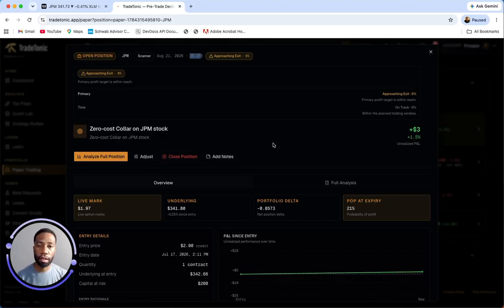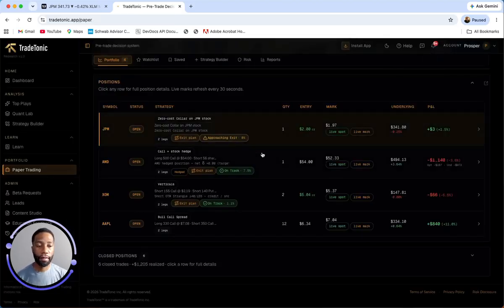The zero cost collar on JP Morgan. That's the trade of the day. And that's all I have for you guys.